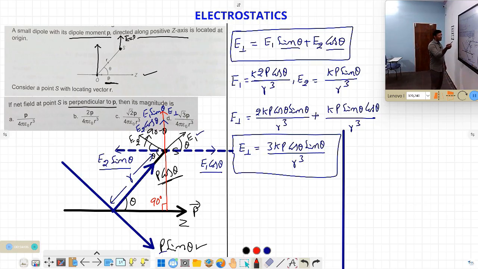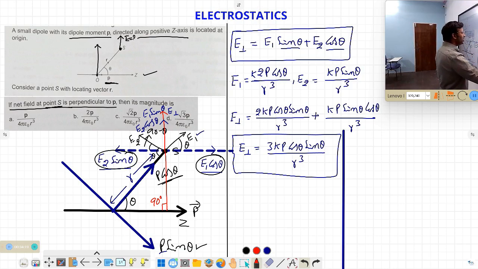So in the question itself we have a concept here. If the net field, meaning the total field at point S, is perpendicular, then what is the field along the x-axis? It is 0. So they have given the concept very clearly. Electric field along the x-axis being 0 means that E1 cos theta must be equal to E2 sin theta.